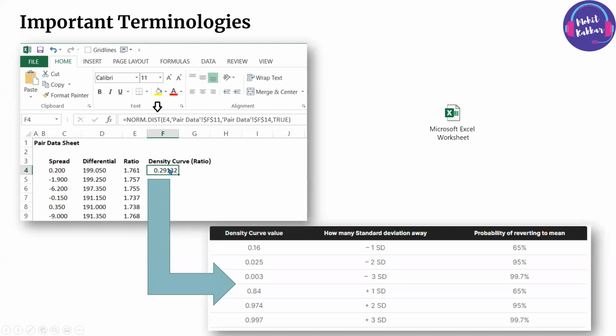So when you get this density curve, you will get a z-score out of it, which you can relate to a p-value. The p-value is basically the probability of this thing going back to the mean. For example, if the value is 0.003, that means it is -3 standard deviations away, and the probability of this ratio going back to the mean is 99.7%. There is still room for some error, but the room for that error is very small.